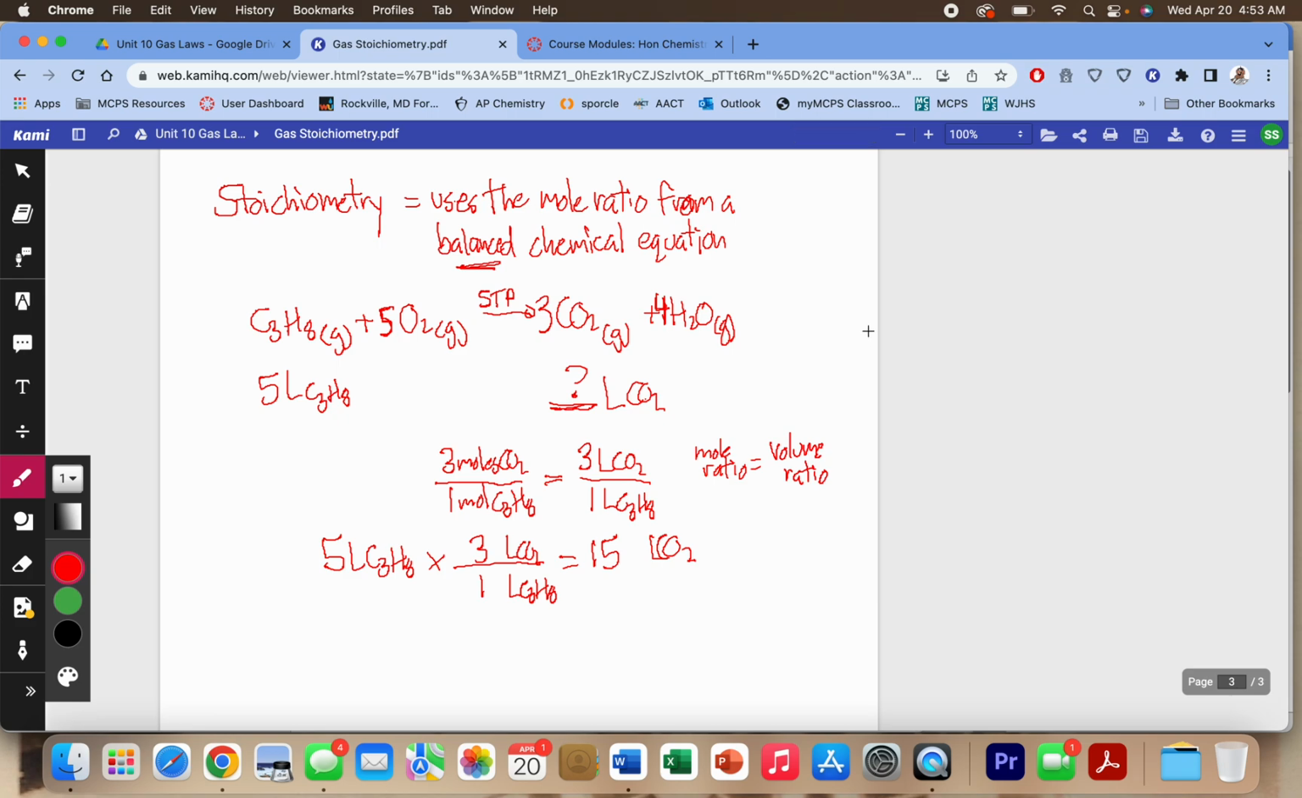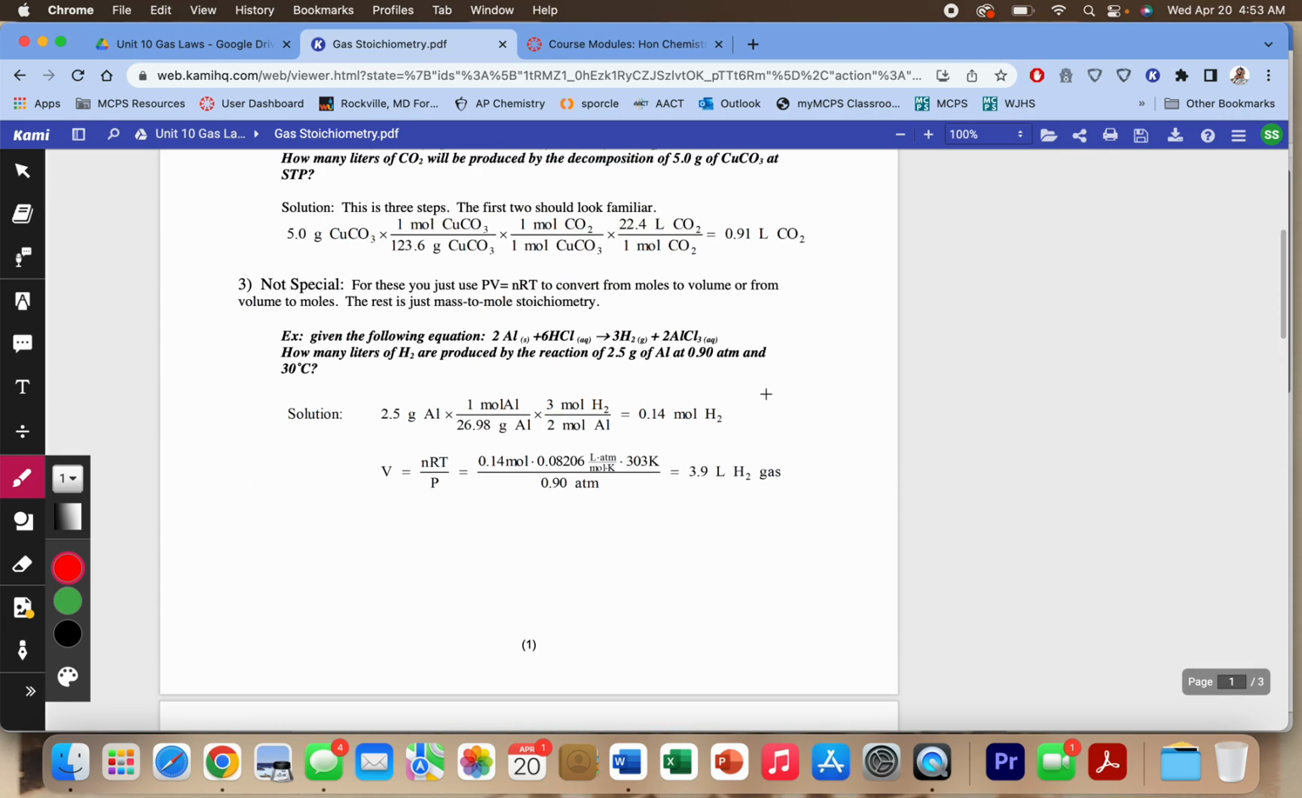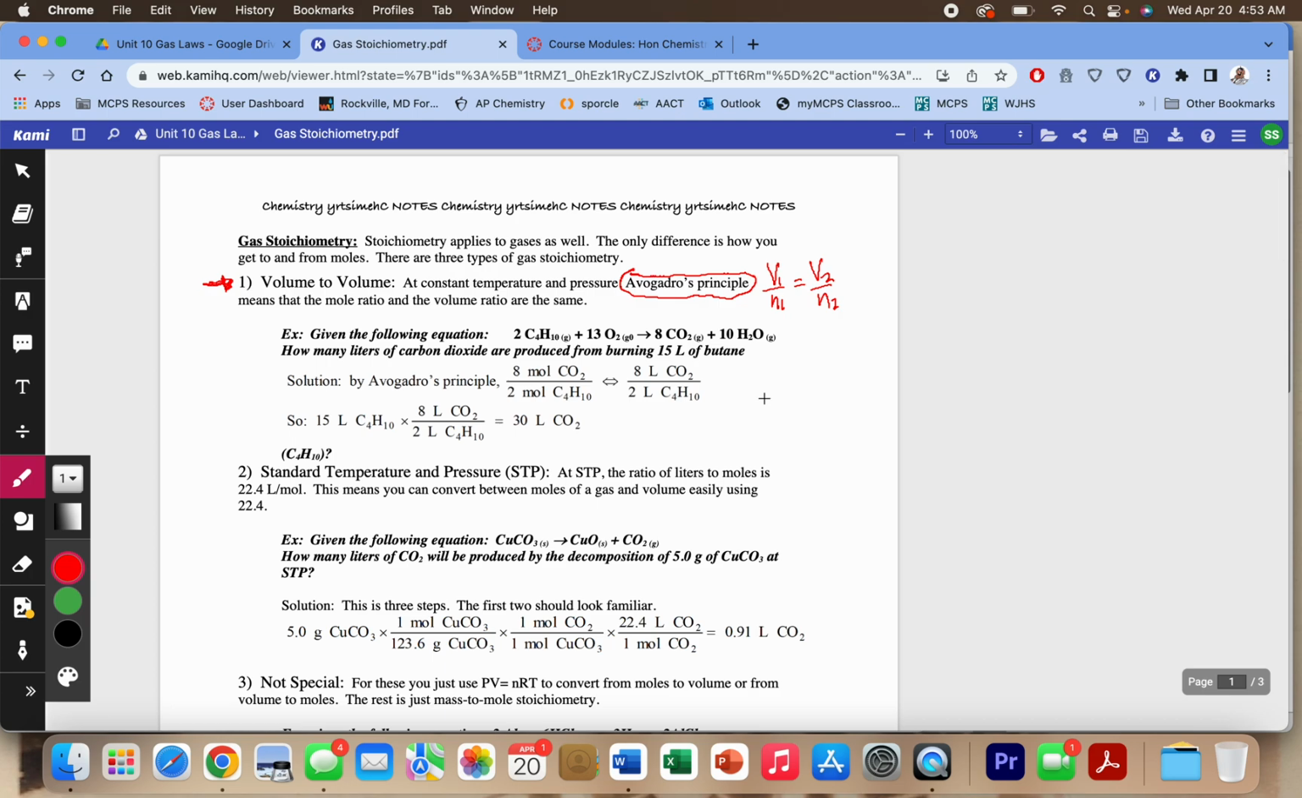So the easiest stoichiometry we could possibly have to do is one where we're converting an amount of one gas into an amount of another gas. In the example problem that's given here, we have butane being burned, and we're trying to figure out how many liters of CO2. You can see that we use 8 liters of CO2 over 2 liters of C4H10, and that's because the mole ratio and the volume ratio are the same. Okay, so yay, volume to volume stoichiometry.